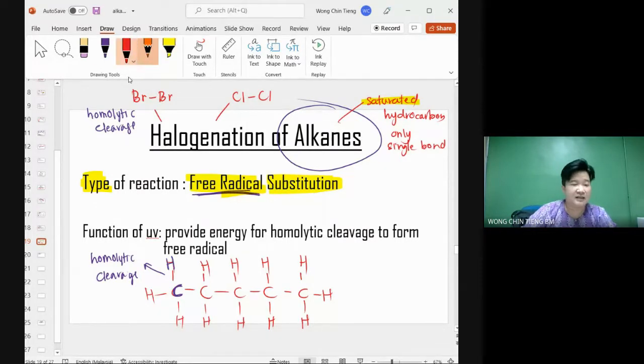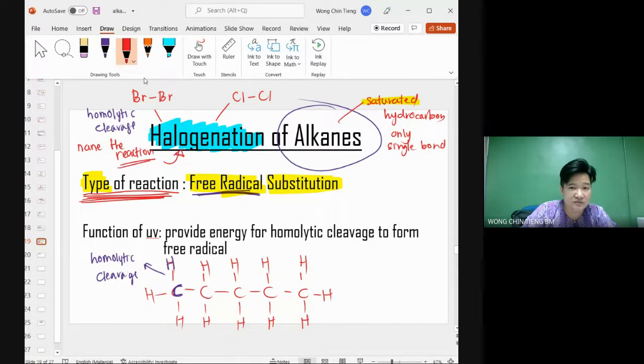By the way, a bit of teknik menjawab soalan, baca soalan betul-betul. Ni adalah type of reaction. Tengok ni adalah type of reaction. Betul? What is halogenation kalau macam tu, Miss Wong? Bila masa nak jawab halogenation, bila masa nak jawab free radical substitution. Halogenation kalau soalan tanya name the reaction. The reaction is halogenation. The type of reaction is free radical substitution. Nampak?